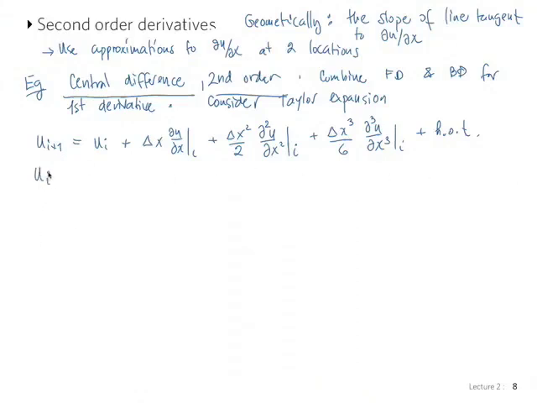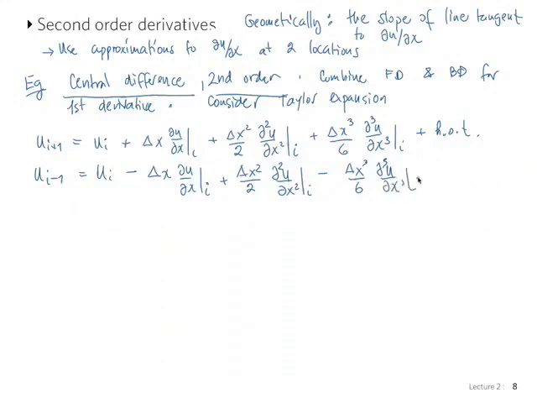And let's look at the backward formula. u_{i-1} equals u_i, and then we're just going to have some alternating signs here on the odd terms, odd powers of delta x. So minus delta x du/dx at i, plus delta x squared over 2 second derivative, and minus delta x cubed over 6 third derivative, plus higher order terms.